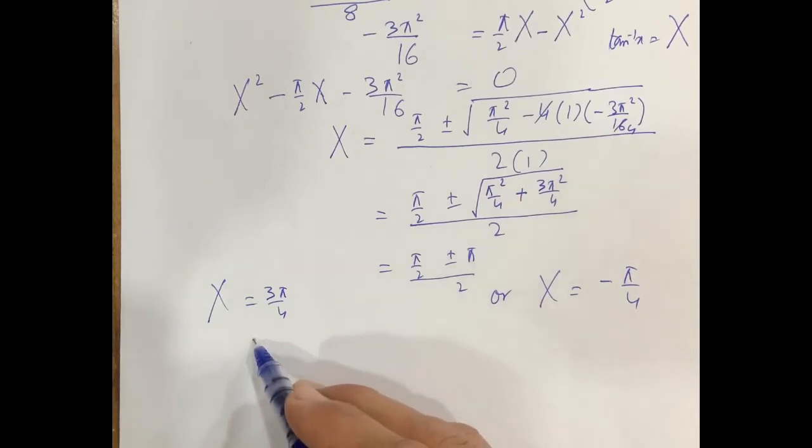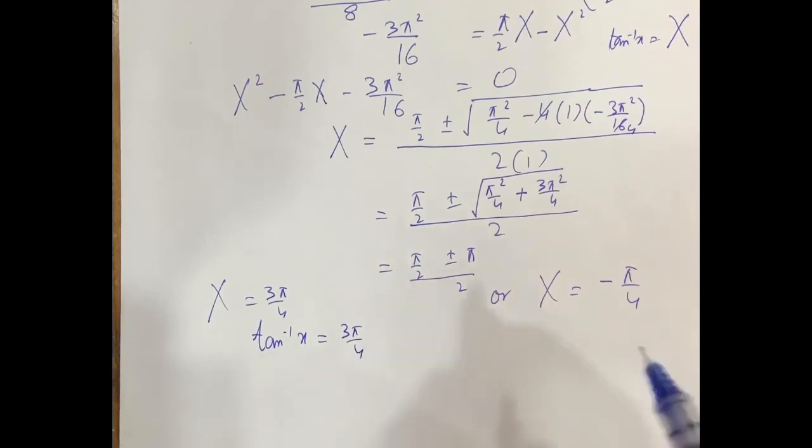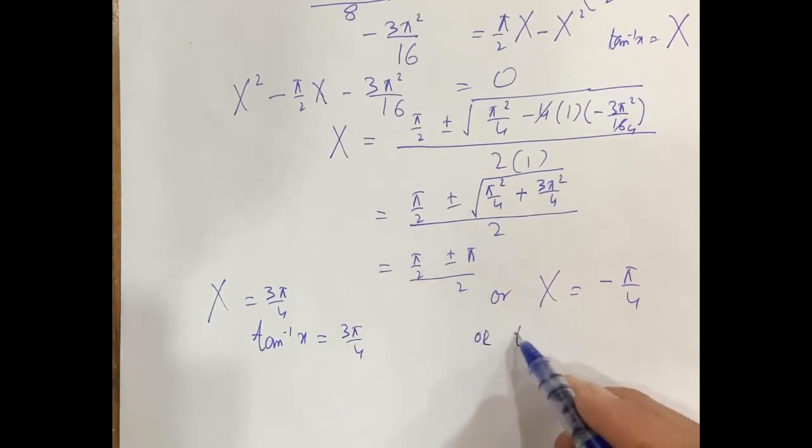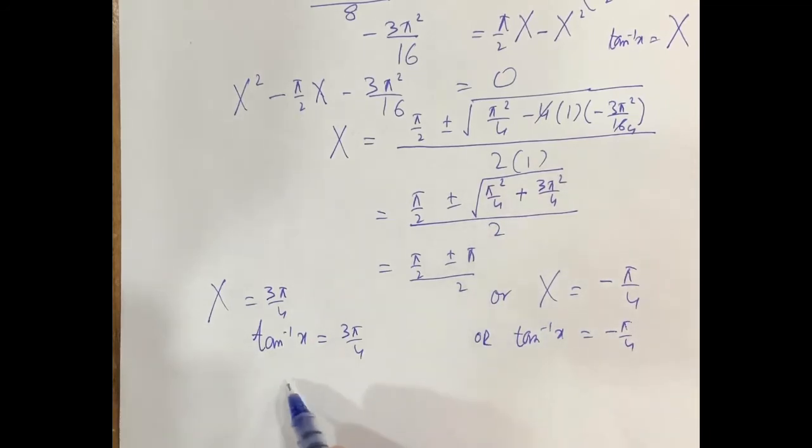X is tan inverse of x, so tan inverse of x is 3 pi by 4, or we have tan inverse of x as minus pi by 4. But this is not possible, this is rejected.